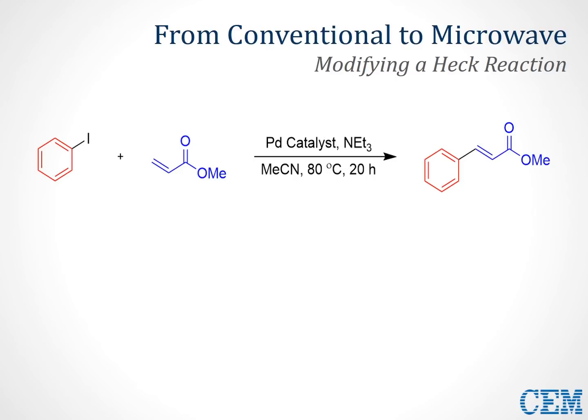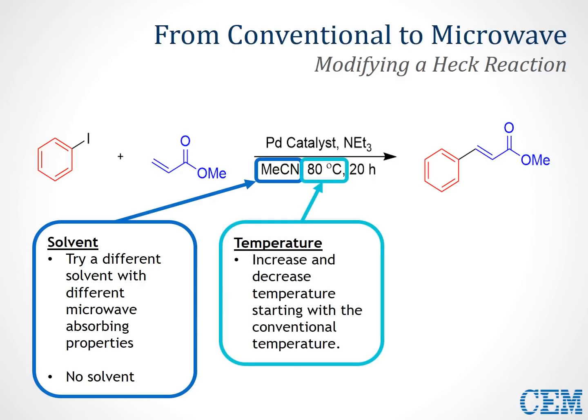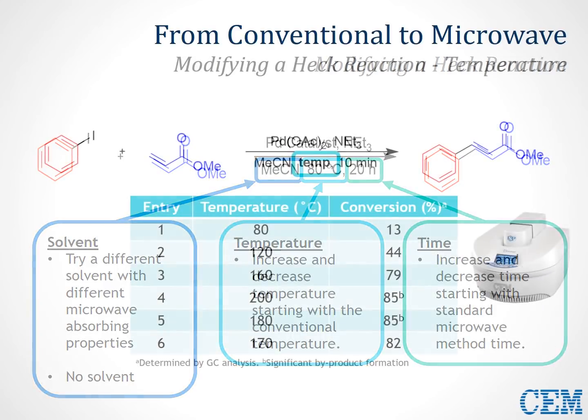So we have three parameters we can work with: solvent, temperature, and time. For solvent, we can try a different solvent, maybe with different microwave absorbing properties, or even no solvent. Temperature, we can increase or decrease, but I would recommend starting with a conventional temperature. And then also time.